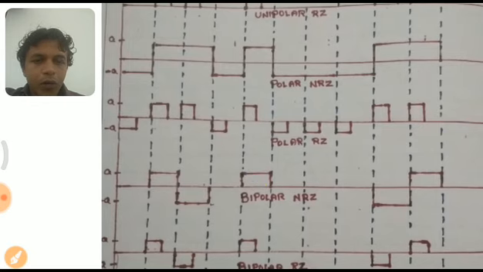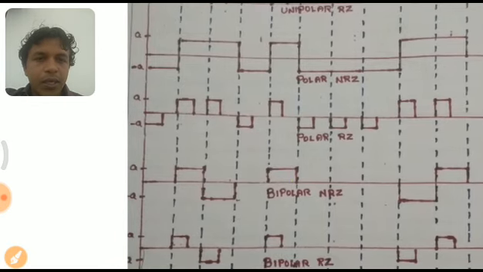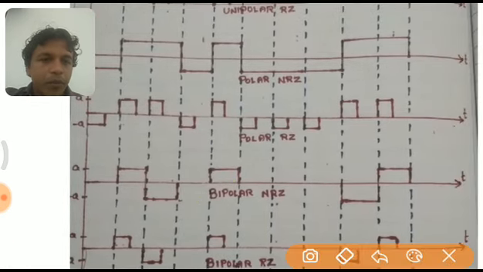Similarly, polar return to zero means, as I mentioned earlier, for half of the bit duration it represents its amplitude level, and for the remaining half of the bit duration it returns to zero amplitude level.